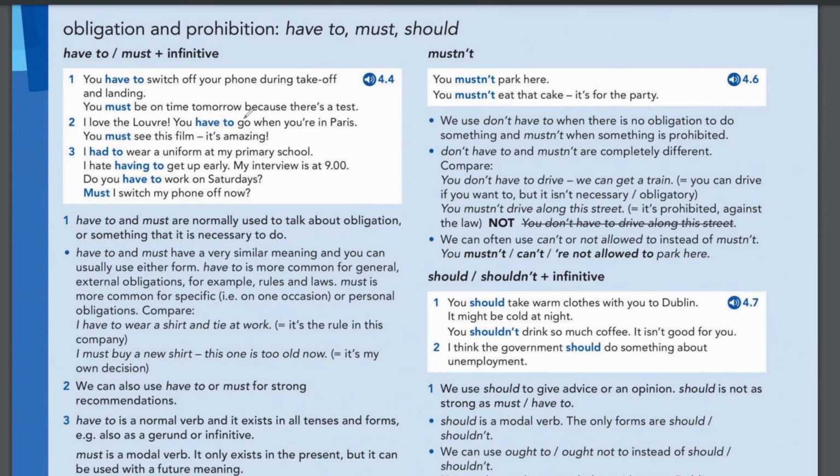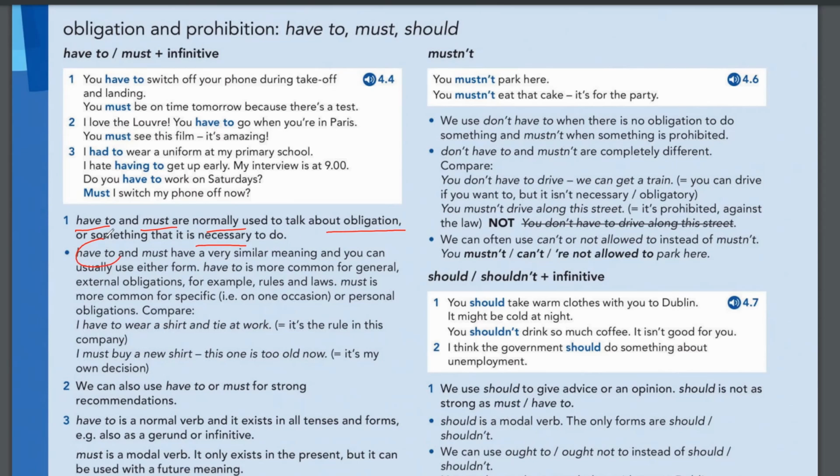It is like a strong opinion. It is necessary. Something is important. And it is my opinion. It is not based on a rule or obligation, rule or regulation or a law. So, as you can see, we got the explanation. Have to and must are normally used to talk about obligation. That's fine. Or something that is necessary to do.